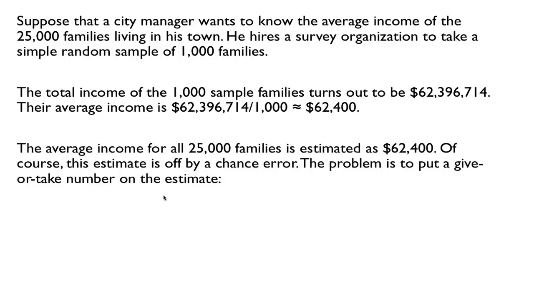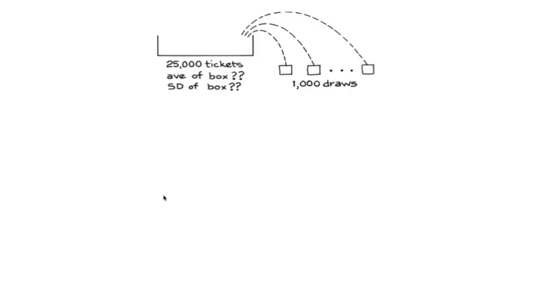So we want to find the chance error associated with this data. So we want to know what is the error. Okay, so this is the same problem as before. We have 25,000 tickets. We don't know anything about these people. We pick a sample of 1,000, and we're hoping that the sample can tell us something about the population.